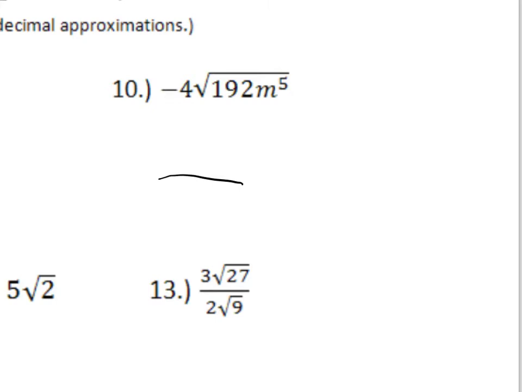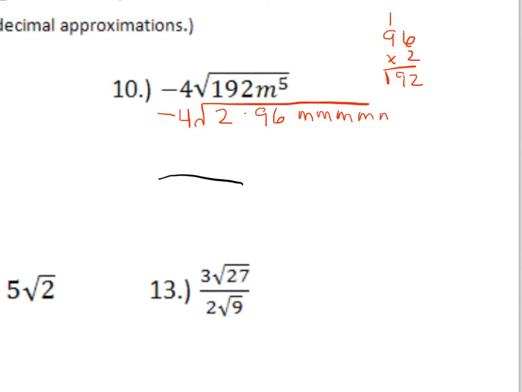On number 10, following the same process, we've got negative 4. Outside 192 would be 2 times, let me see, well 180 would be 90, so 95 plus 1 more to make the half of the 2, so 96. Double check that, I'm tired. 9 times 2 is 18, 19, yes. Okay, so 2 times 96, then we have m, m, m, m, m.